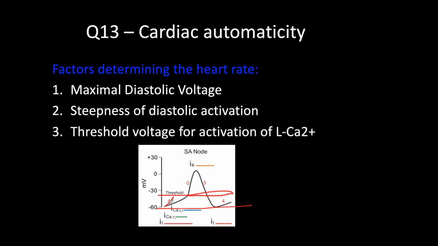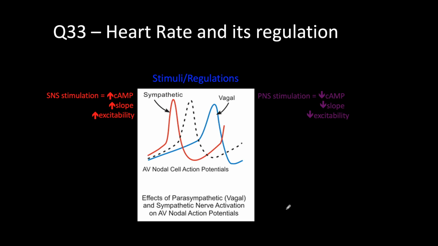So the sympathetic nervous system, if you affect the slope, the rate of depolarization, you have more action potentials. So that's what the sympathetic nervous system is doing. The parasympathetic nervous system is slowing down the slope. And you get fewer action potentials. Like here, that's better. So parasympathetic nervous system stimulation is a smaller slope. The slope, it's not as steep. Whereas sympathetic stimulation is a very steep slope. And there's more cyclic AMP and a higher excitability.